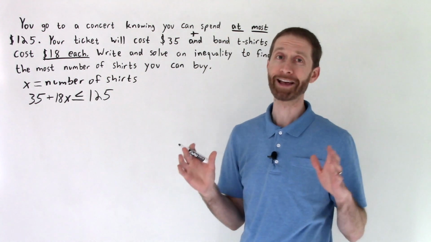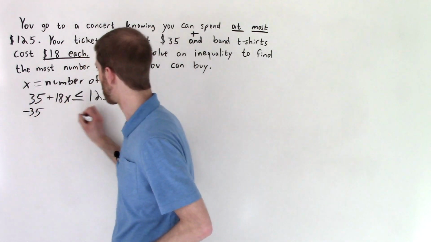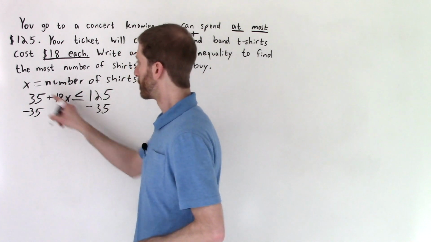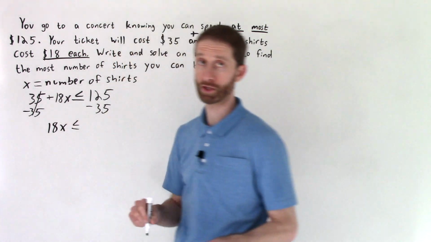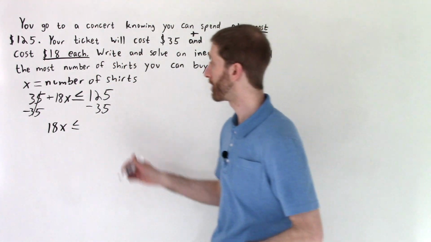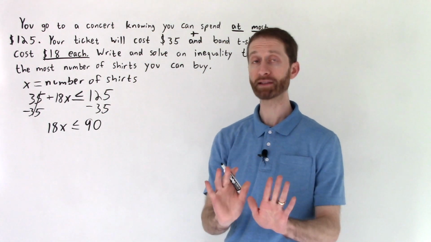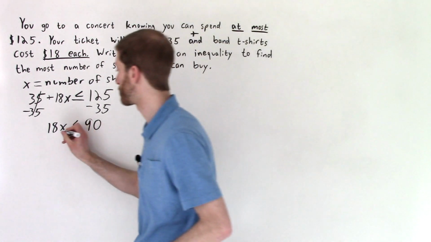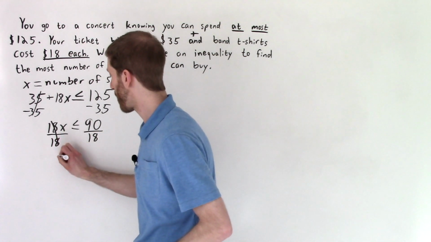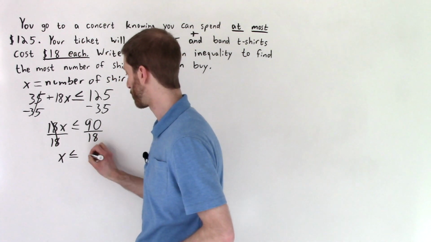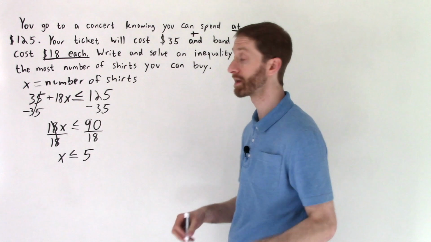What's left is algebra. So we're going to undo plus 35 by subtracting 35 from both sides of the equation. The 35s cancel out and we're left with positive 18x is less than or equal to 125 minus 35, which is going to be 90. From here, we're going to divide both sides by 18. It's a positive number, so we don't need to worry about switching the signs. So I divide both sides by 18, and the 18s divide out, and I'm left with x is less than or equal to 90 divided by 18, which is 5, which means the most number of shirts we can buy is 5 shirts.